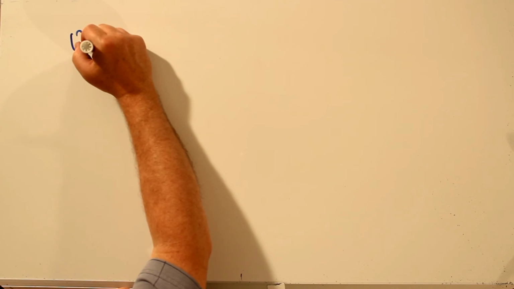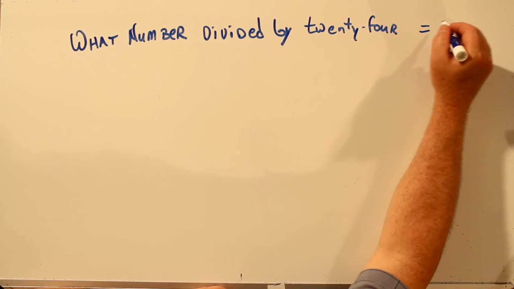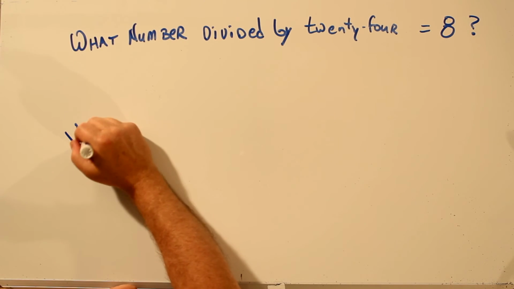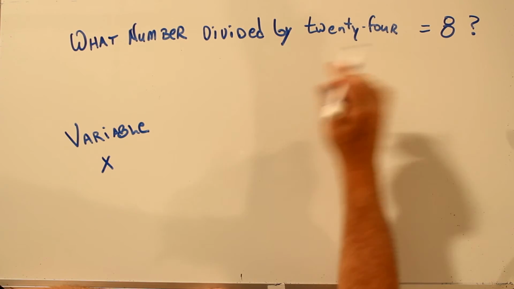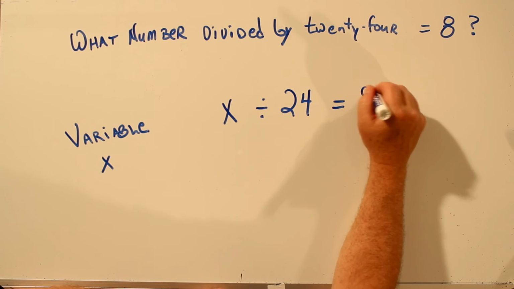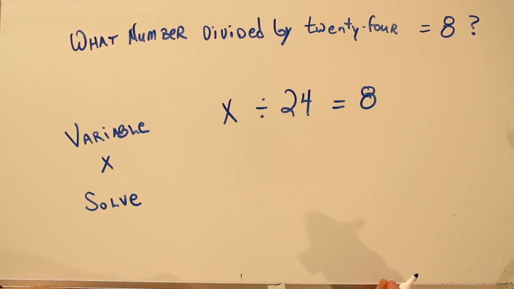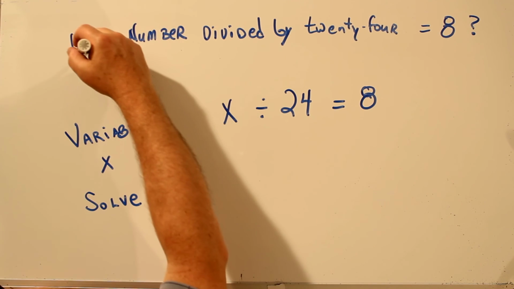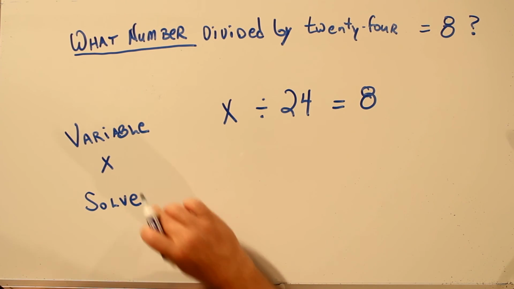Let's try what number divided by 24 equals 8. Our variable will be X. Let's write this using a variable. X divided by 24 equals 8. And then we can solve to find what X is. And that's what a variable is. It's a letter that answers the question, what number, and it's used to solve the problem.